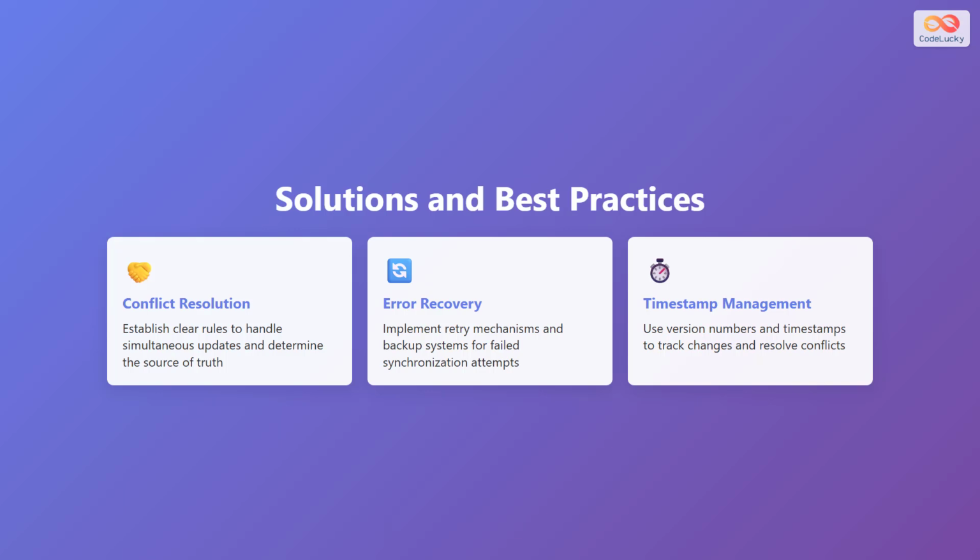The third is timestamp management. Use version numbers and timestamps to track every change. This helps the system understand which version is the most recent and resolve conflicts intelligently. These practices ensure data integrity and a smooth synchronization experience for users.